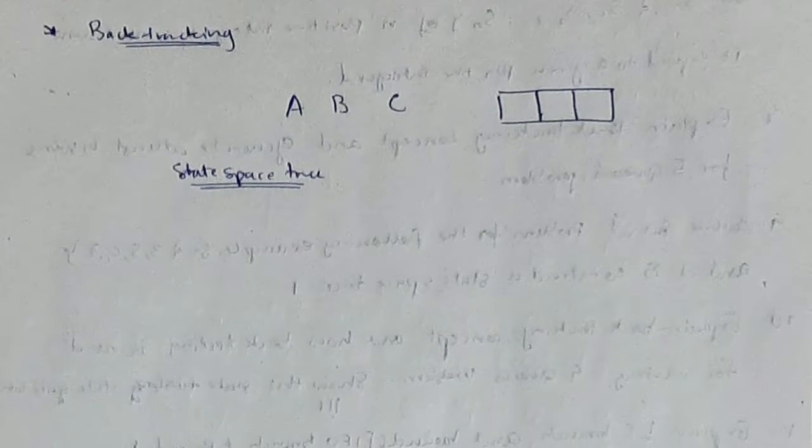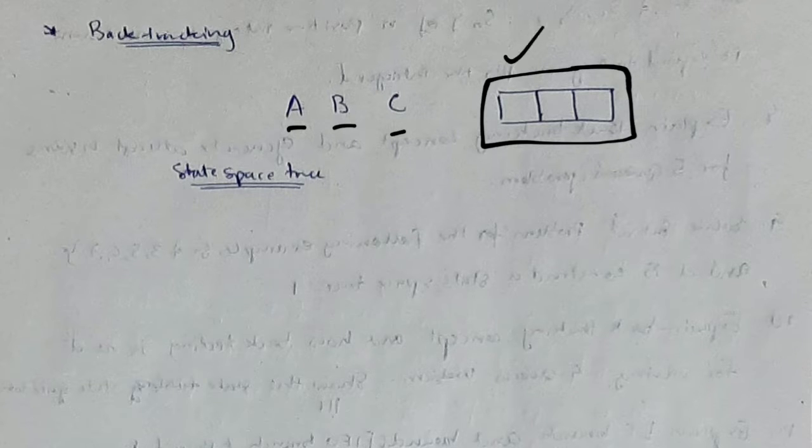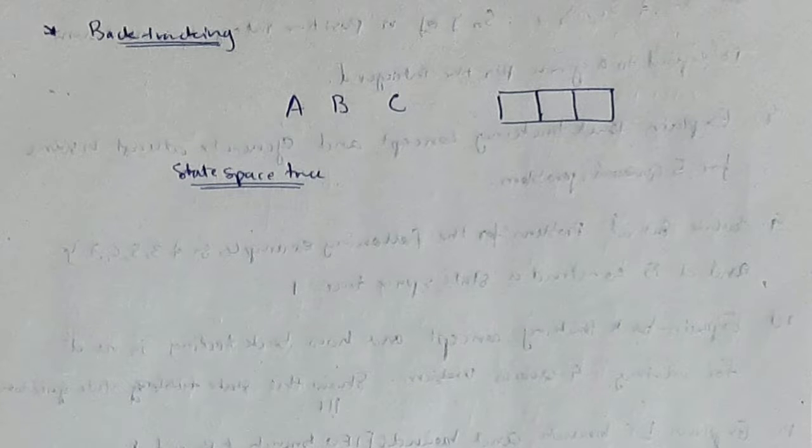So let's first understand what backtracking is. Suppose there are three persons A, B and C, and these are three seats. A can sit here, or B, or C, so many possibilities are there. How many possibilities are there for three persons? It's three factorial possibilities, right? So in backtracking we'll be finding all the possible solutions.